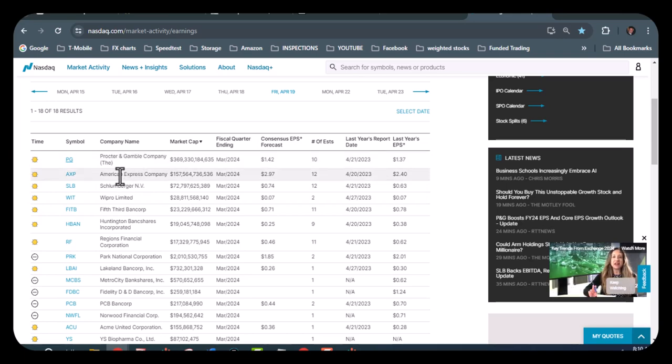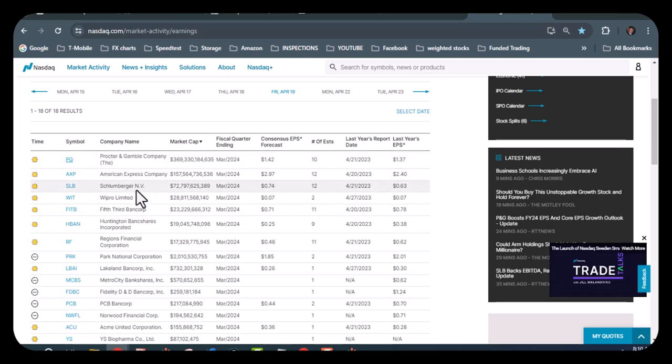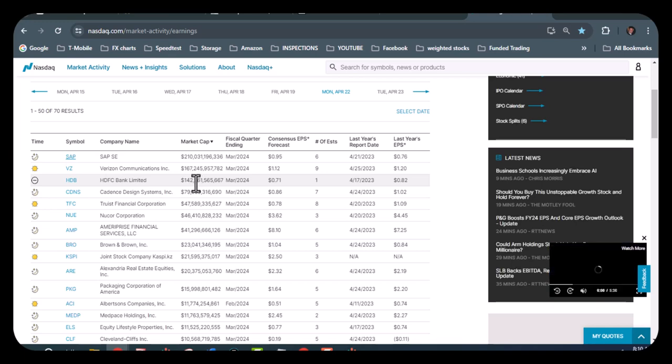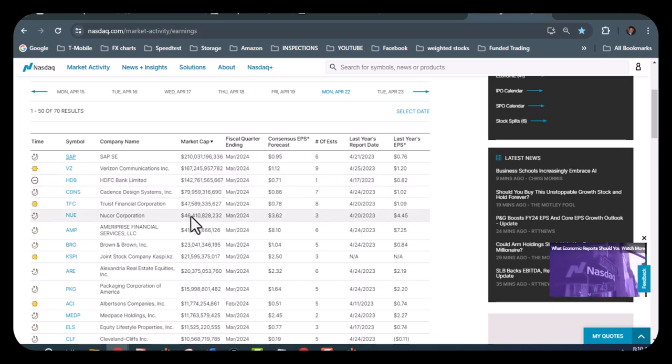Procter & Gamble this morning, American Express this morning, Schlumberger this morning. For Monday, we have SAP, that's $210 billion. Verizon, $167 billion. HDFC Bank, $142 billion. And some familiar names right there. So that's on the agenda for Monday.